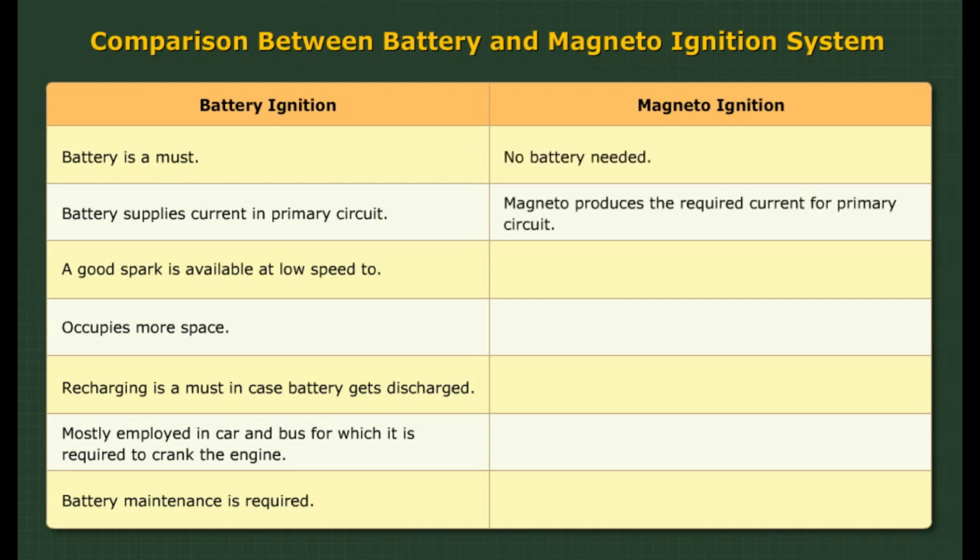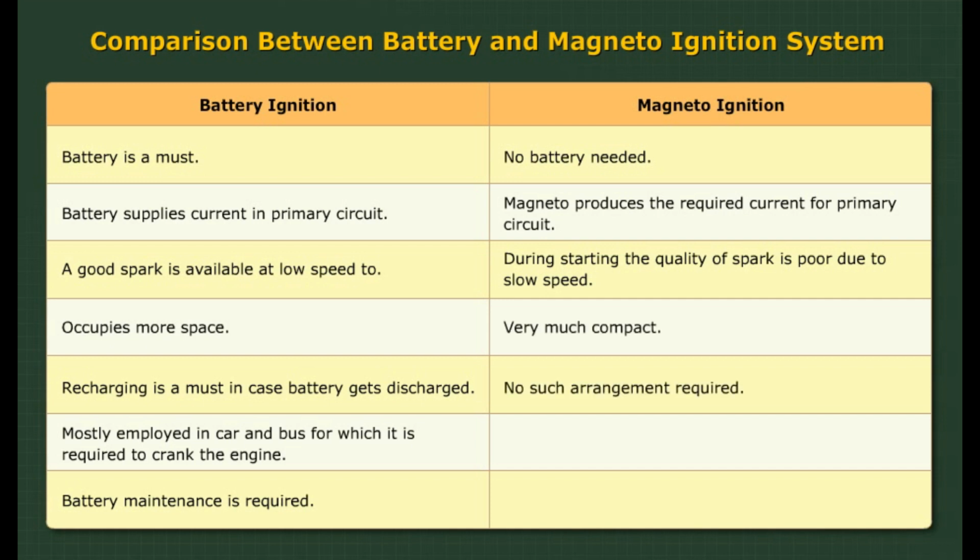Magneto ignition. No battery needed. Magneto produces the required current for the primary circuit. During starting, the quality of spark is poor due to slow speed. Very much compact. No such arrangement required. Used on motorcycles, scooters, etc. No battery maintenance problems.